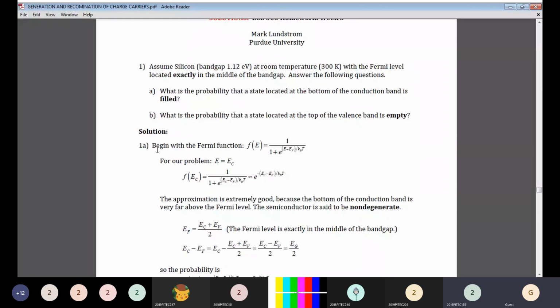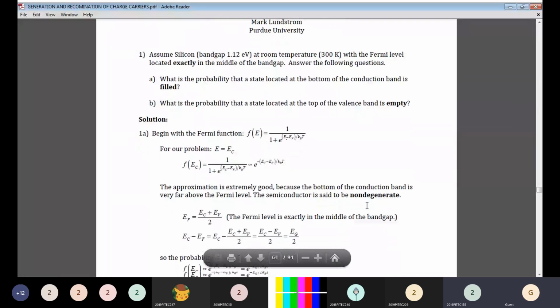Begin with the Fermi function f(E) equal to 1 by 1 plus e to the power of (E minus E_F) by k_B T. So in our problem, E equal to E_C. So f(E_C) is equal to 1 divided by 1 plus e to the power of (E_C minus E_F) by k_B T, which is nearly equal to e to the power minus (E_C minus E_F) by k_B T. The approximation is extremely good because the bottom of the conduction band is very far above the Fermi level. The semiconductor is said to be non-degenerate.